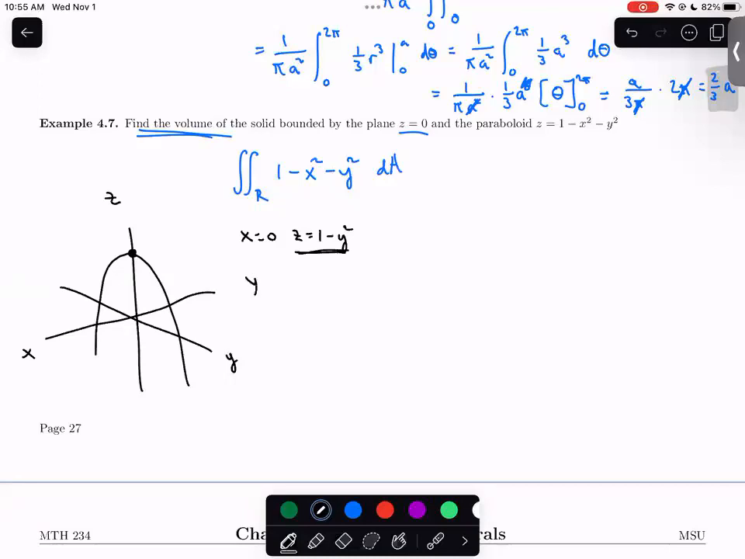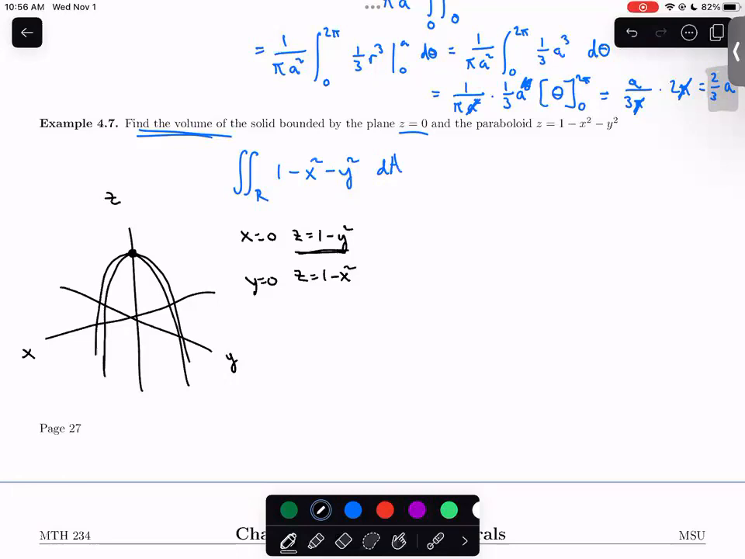Likewise, if I was to do y equals 0, I would have z equals 1 minus x squared. So now in my xz plane, kind of a very similar story, but now I'm trying to draw this again with my x's and my z's. So something like this.